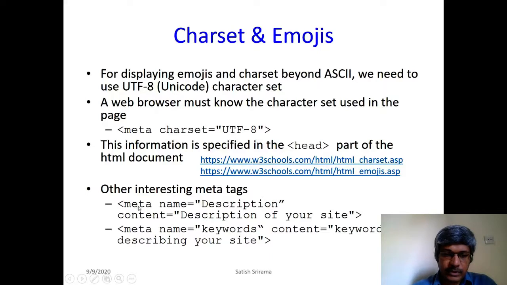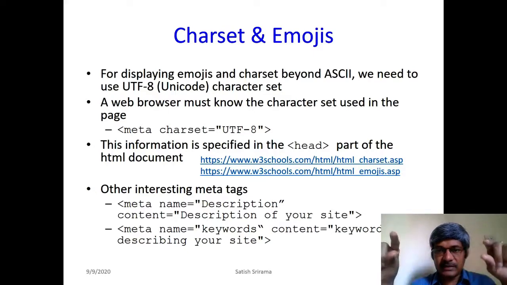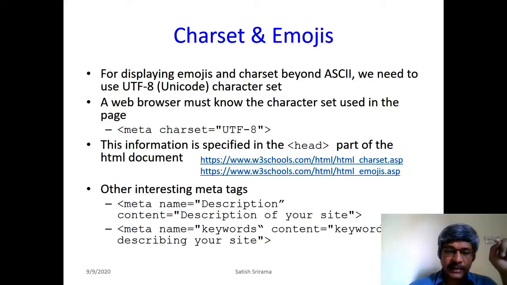If you put a meta tag with name description and content describing your site, this is the description you see when you search for anything in Google. You will see 10 results, and under these results you will see a small description of one or two lines. That is the description you put in the head information.